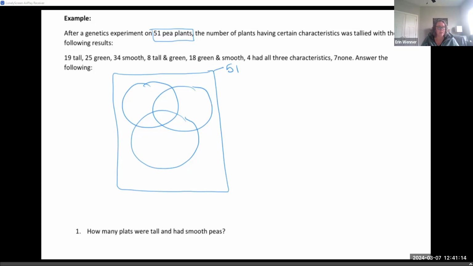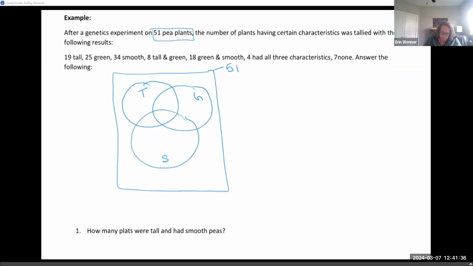Now, when we break down our plants, we can have tall plants, we can have green plants, and we can have smooth plants. So when you go through the list of information, there's always two really good places to start. One of the really good places to start is the full overlap, okay? And that's going to be this space right here, that middle. And that is saying where tall is intersecting green, which is intersecting smooth.